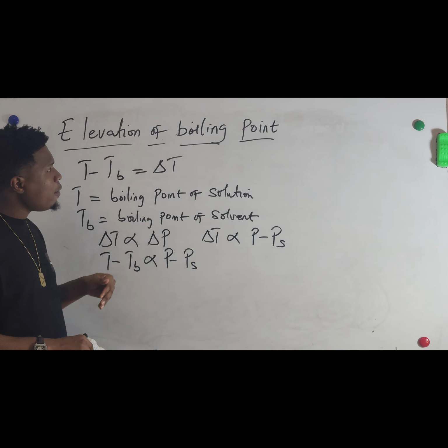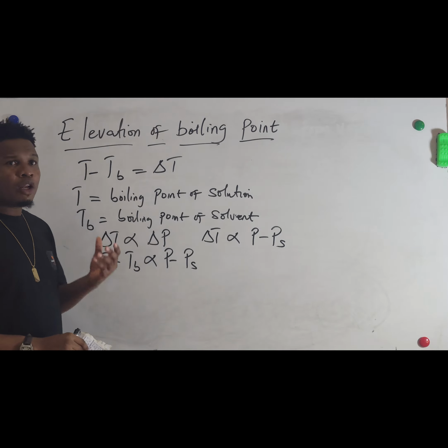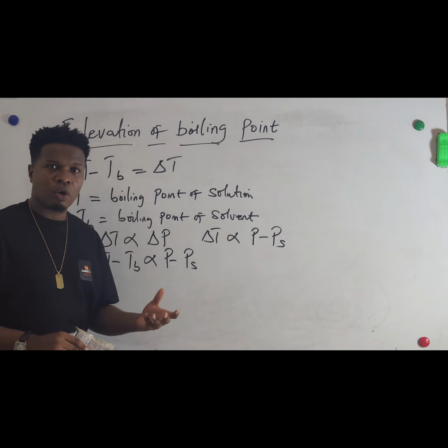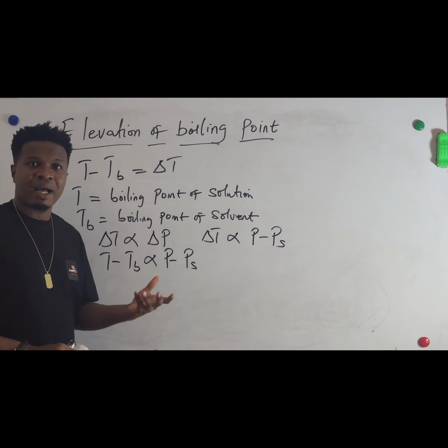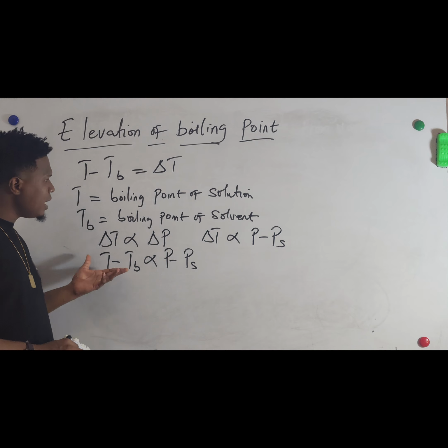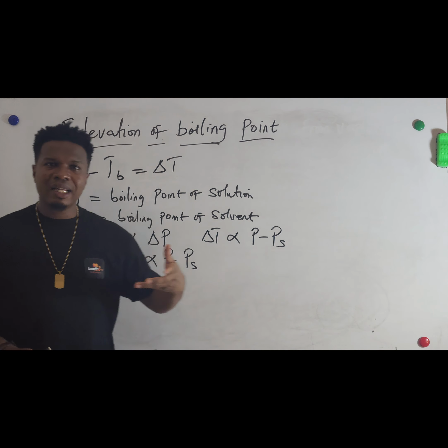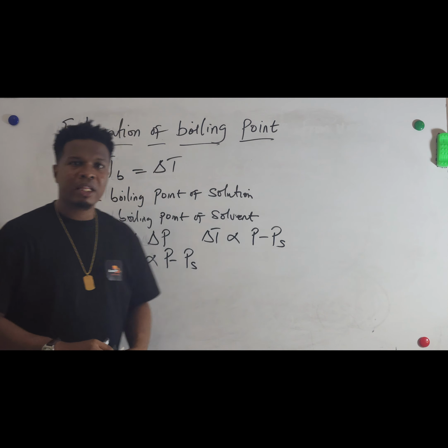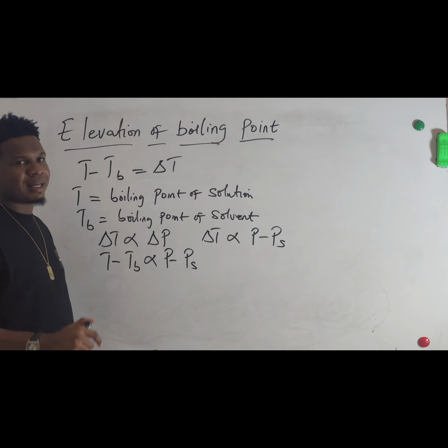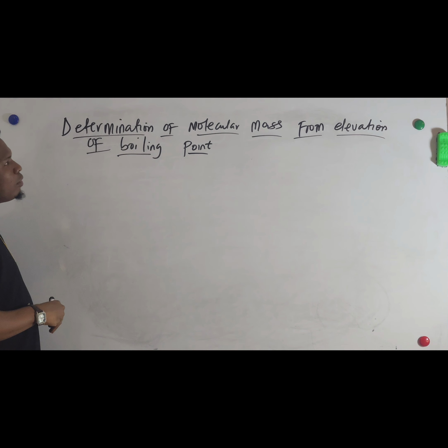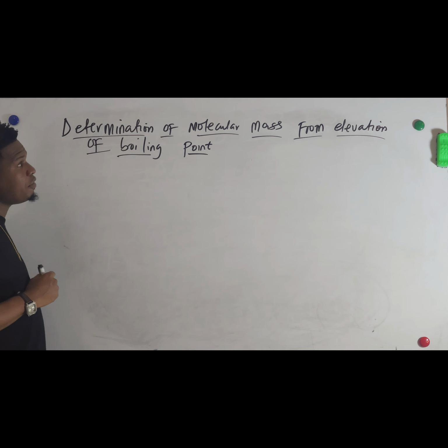The same way we were able to relate lowering of vapor pressure to the Raoult's law and get the molecular mass from them, we can also relate this elevation of boiling point to the Raoult's law and then generate the formula we can use to calculate the molecular mass. So we are going to determine the molecular mass of the solute from the elevation of boiling point. So how do we do that?